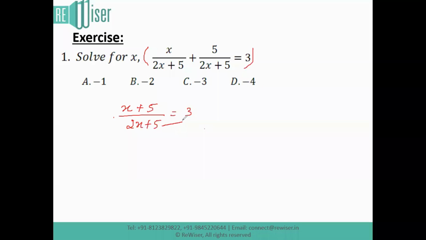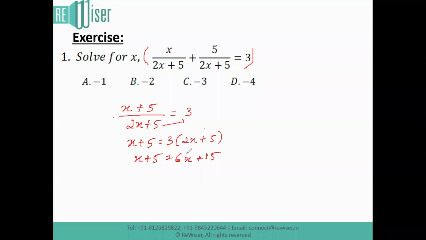And I can send this to the other side. It will get multiplied with 3. So on the other side, I have x plus 5 equals 3 times 2x plus 5. If I just expand this side, it remains the same, and it would be 6x plus 15.